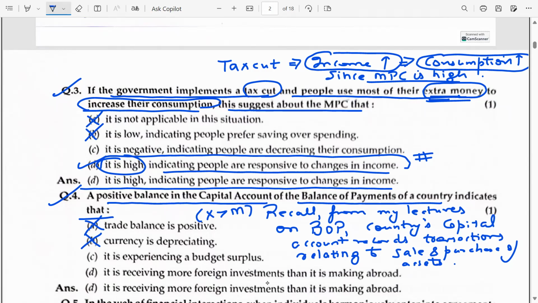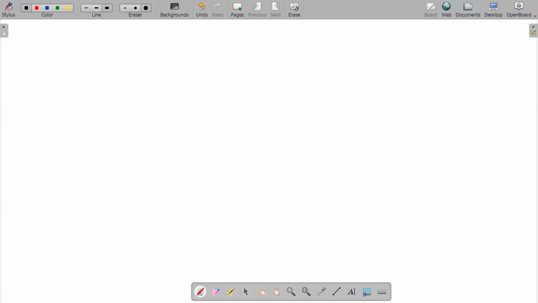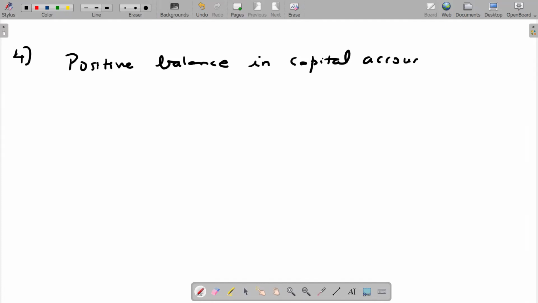I'm repeating it again. If I come to the whiteboard, just to explain it to our students, what does a positive balance mean in the current account? So a positive balance in the current account means, let me correct myself, capital account. Positive balance in the capital account implies inflow of foreign exchange in our country.